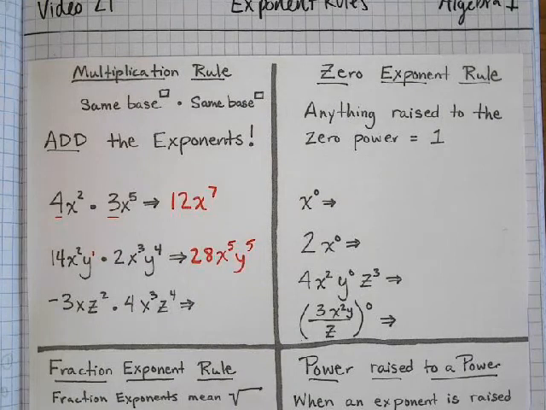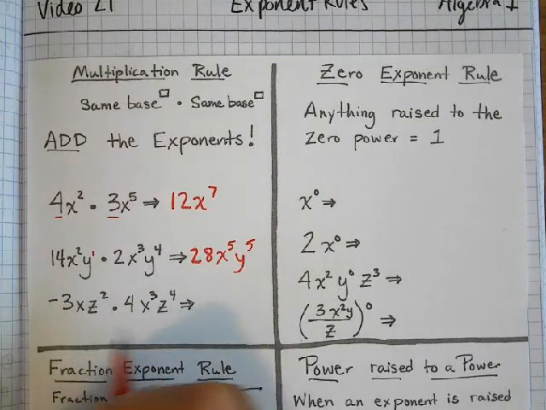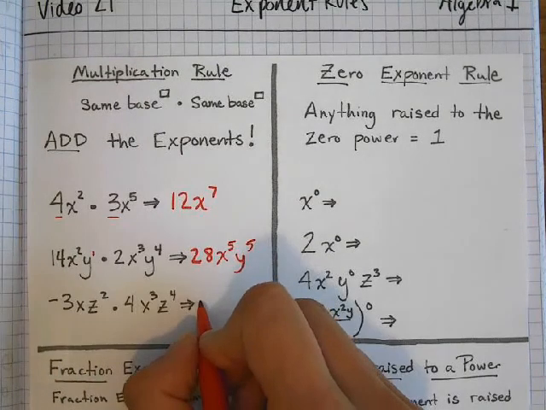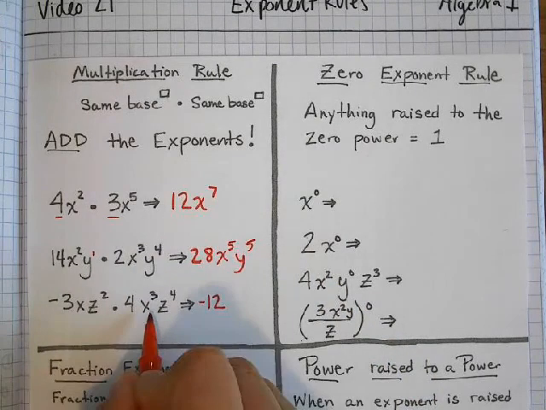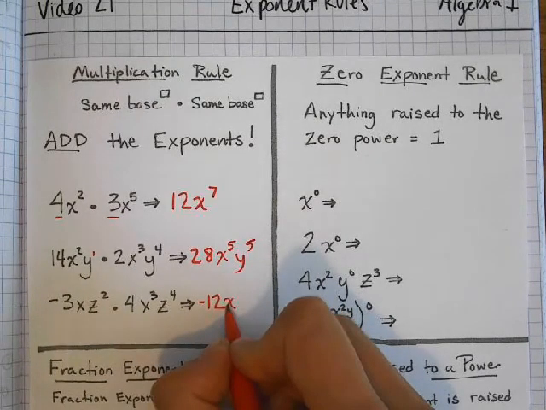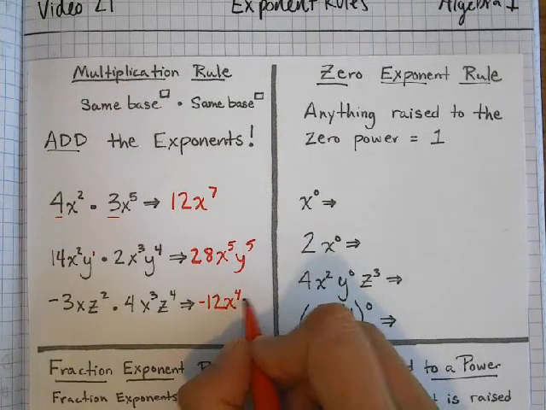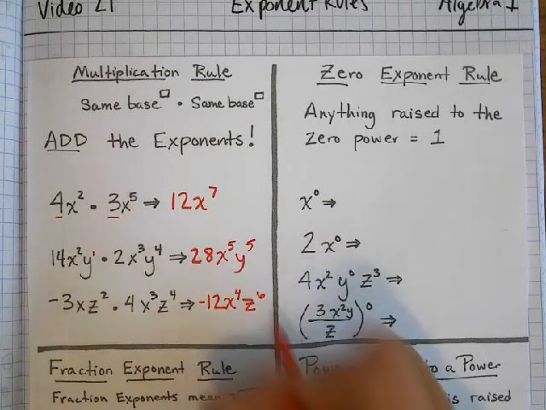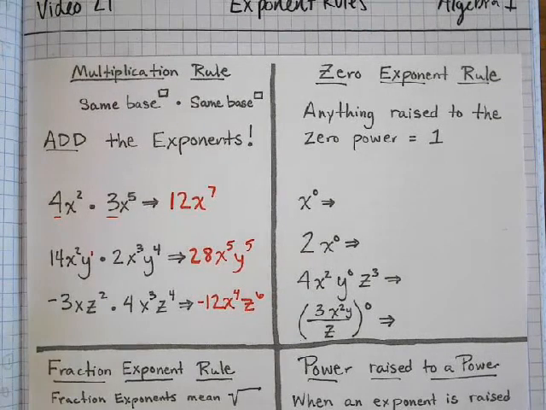Okay, our next one. Again, just take it step by step on these problems. First you do your coefficients, then the x's, then the z's. So negative 3 times 4 would be negative 12. I've got 1 x plus 3 x's, that would be 4 x's. And 2 z's and 4 z's, that would be 6 z's. Okay, so we add our exponents for multiplication.